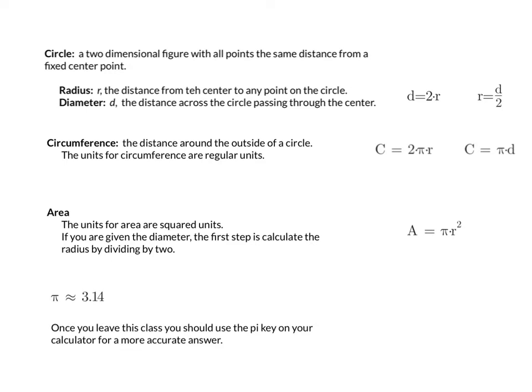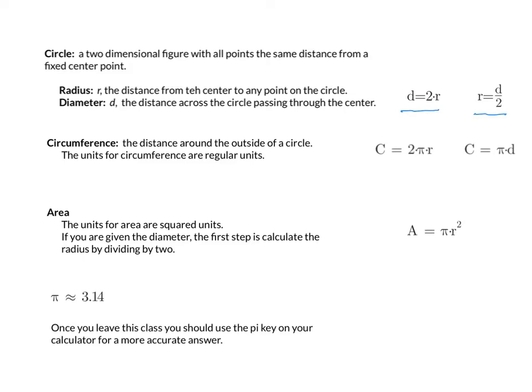We have two things that we're going to look at. We have a radius. This is the distance from the center to any point on the circle, and we use the letter R to denote the radius. We also have something called the diameter, and the diameter is the distance across the circle passing through the center. We have a relationship between radius and diameter. Diameter is equal to 2 times the radius, and the radius is equal to the diameter divided by 2.